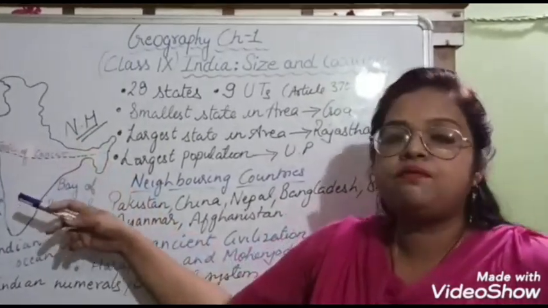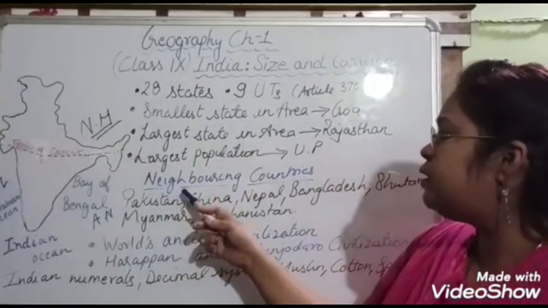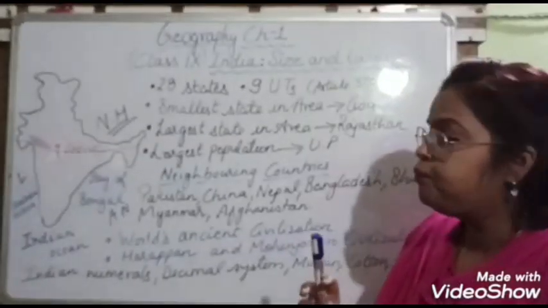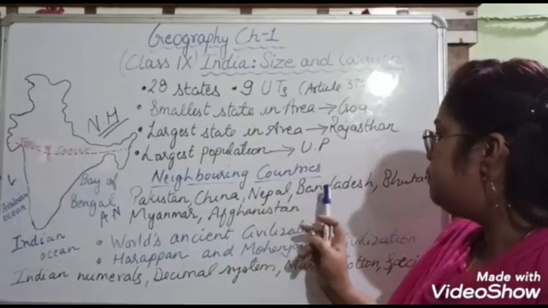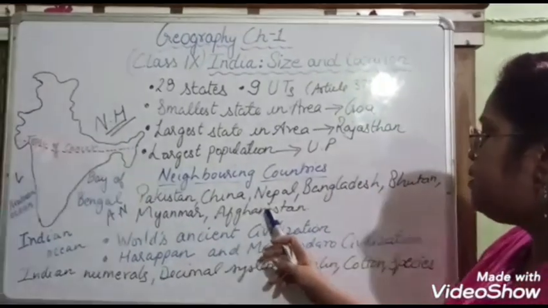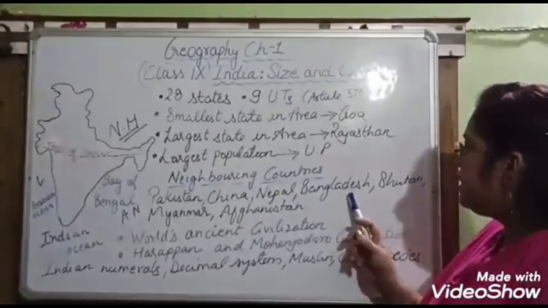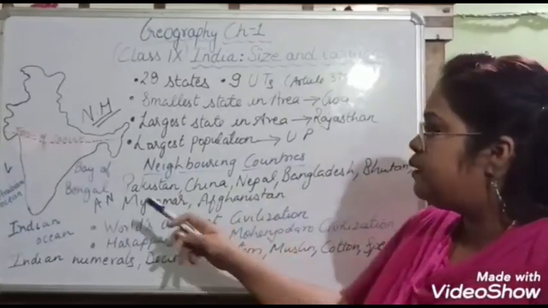So these are the types of variation in our continent. So children, what should we know about the neighboring countries of India? Pakistan, China, Nepal, Bangladesh, Bhutan, Myanmar and Afghanistan.